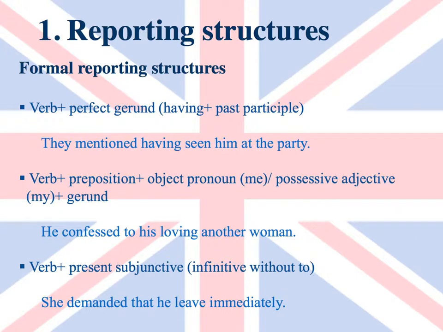In reporting structures, we have formal reporting structures. Some of them are verb plus perfect gerund, having plus past participle, such as they mentioned having seen him at the party. Verb plus preposition plus object pronoun or possessive adjective plus gerund, such as he confessed to his loving another woman. Or verb plus present subjunctive, infinitive without to. For example, she demanded that he leave immediately.